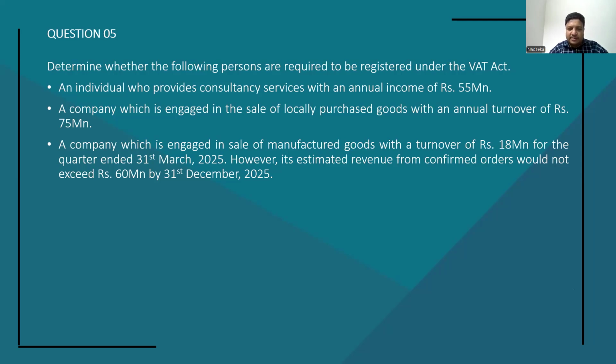And it says that based on the estimated revenue from confirmed orders, the company's annual income will be less than 60 million by 31st December. Right? So the annual threshold will not be met by the end of the year. But the quarterly threshold, they have already met. Is this company liable to register?